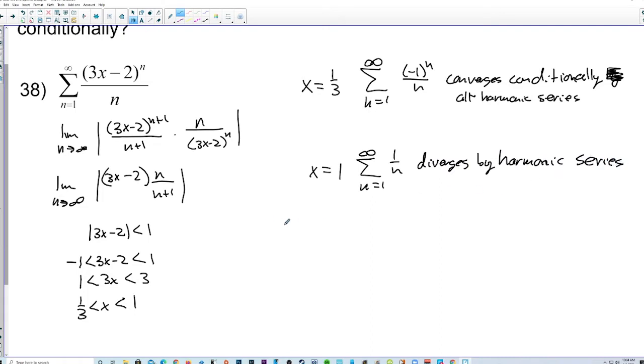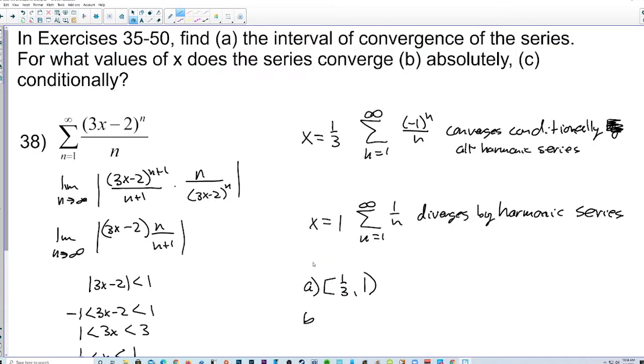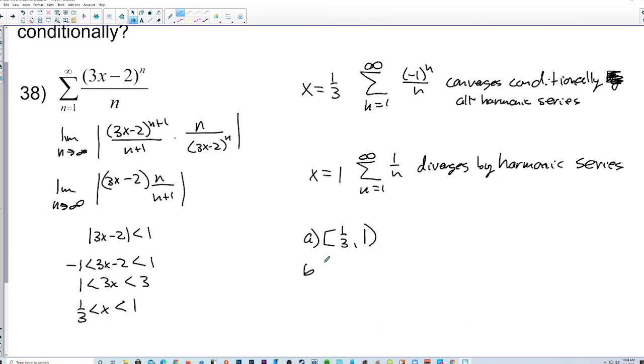All right, so now to answer the question, letter A, where does this converge? Well, it converges at 1/3, and it converges up to 1, but not at 1. Letter B is absolutely. This converges absolutely from 1/3 to 1. And C, where does it converge conditionally? At x equals 1/3.